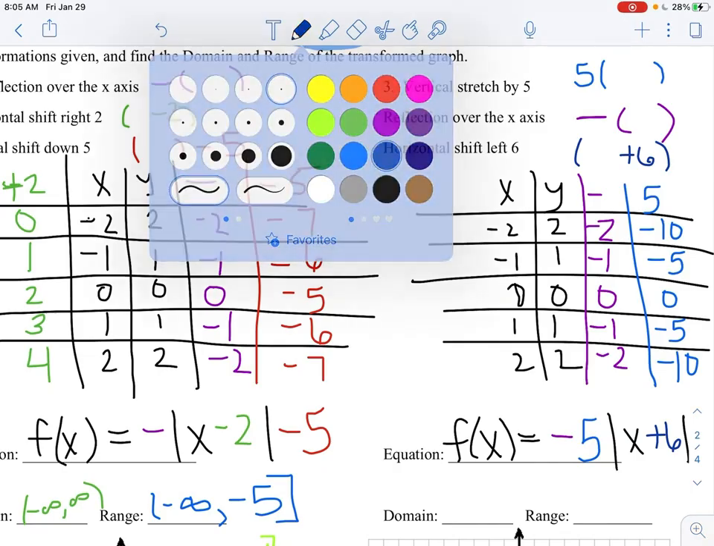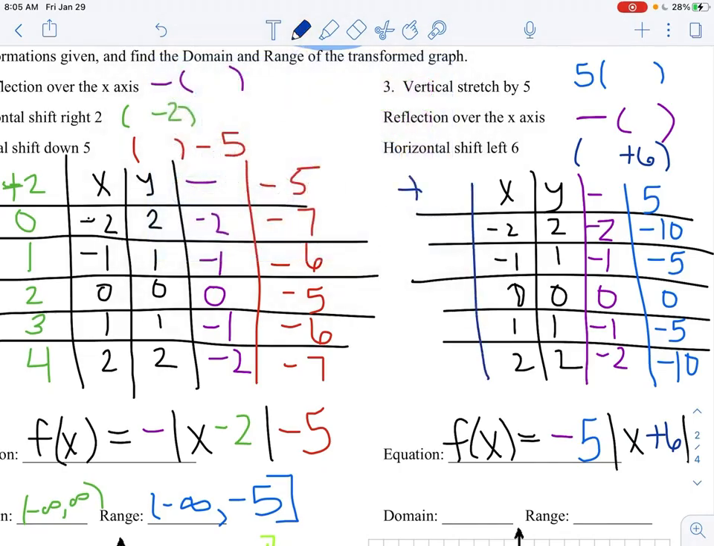And then I have finally my +6, which is inside. It's a horizontal. So it's a horizontal shift left. So I'm, oopsies, not +6. Subtracting 6. So I get -8, -7, -6, -7, -8. Okay?